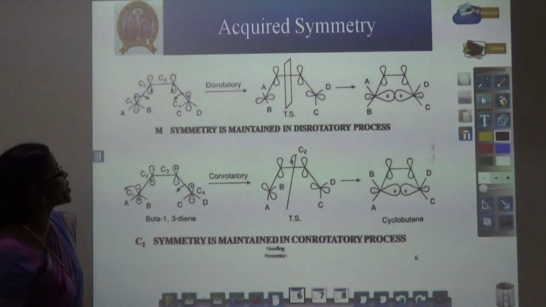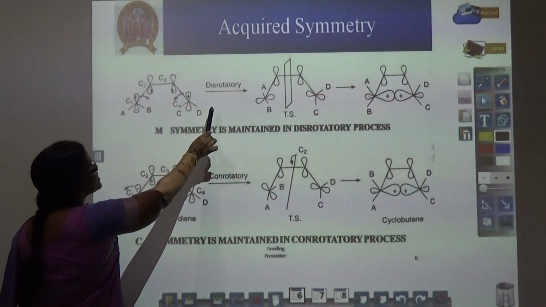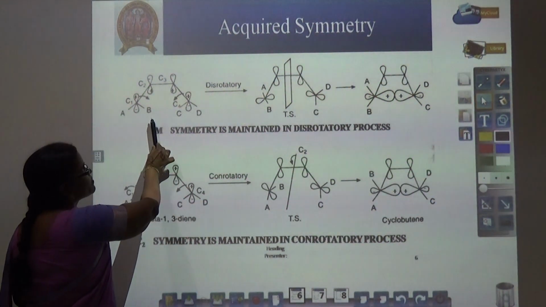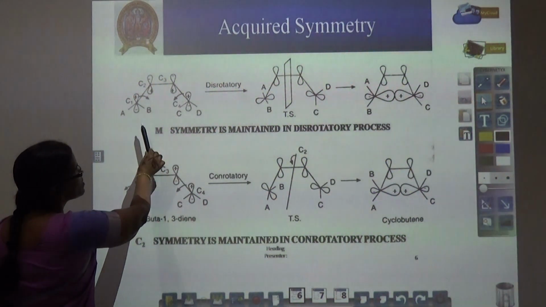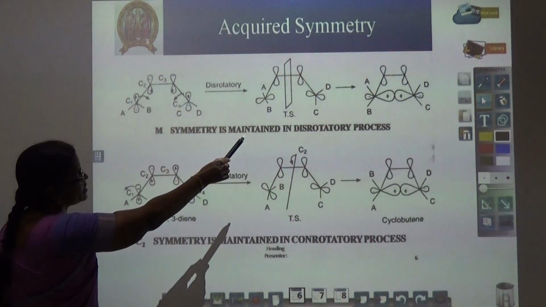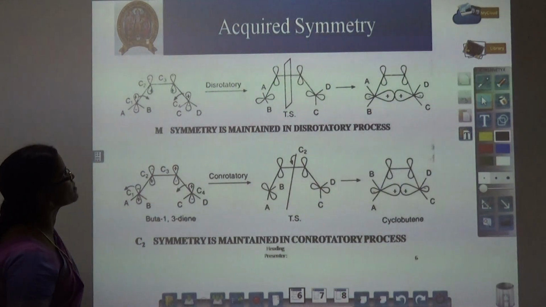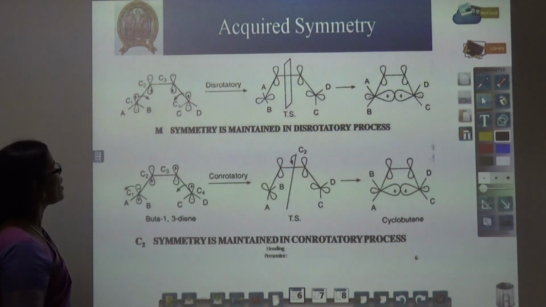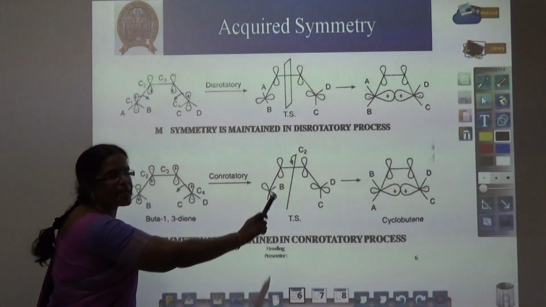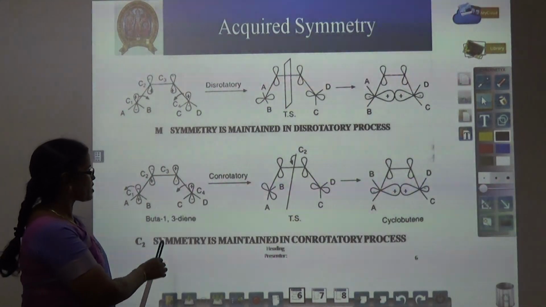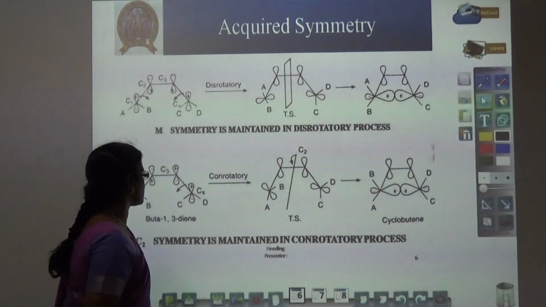Now, what is meant by acquired symmetry? Here it is a disrotatory process. The HOMO is chosen. This HOMO on this rotation gives the product. Then only orbitals of the same sign should overlap. For the disrotatory process, the acquired symmetry is always mirror plane symmetry. For the conrotatory process, the acquired symmetry is the C2 axis of symmetry.